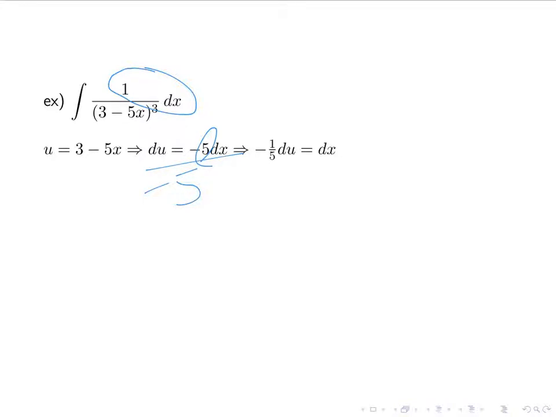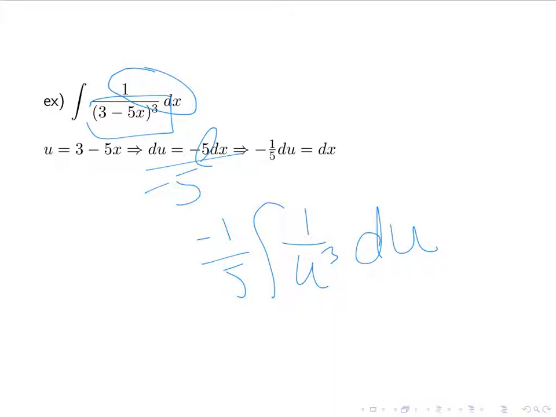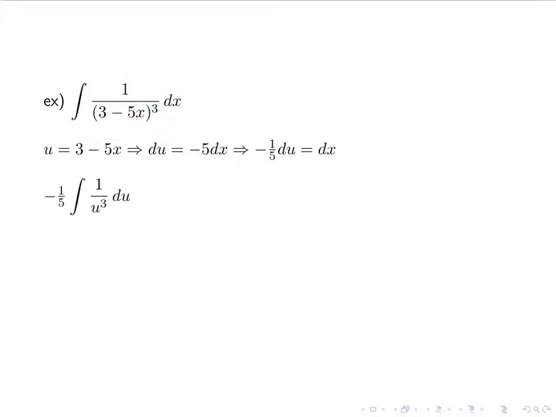Then I do my substitution. My dx becomes du. Here I have 3 minus 5x cubed in the denominator, so that's 1 over u cubed. And then again, that negative 1/5 I'm going to pull out because it's just a coefficient. I'm going to rewrite 1 over u cubed as u to the negative third so that I can do that power rule.